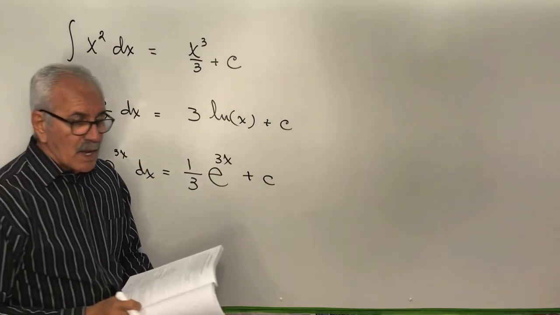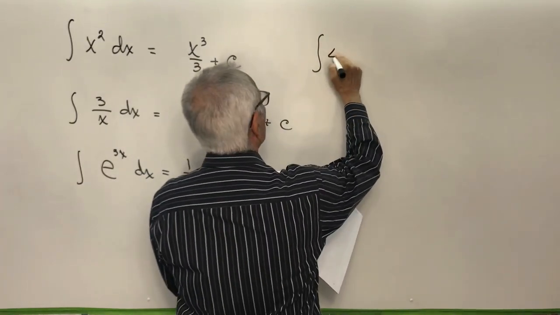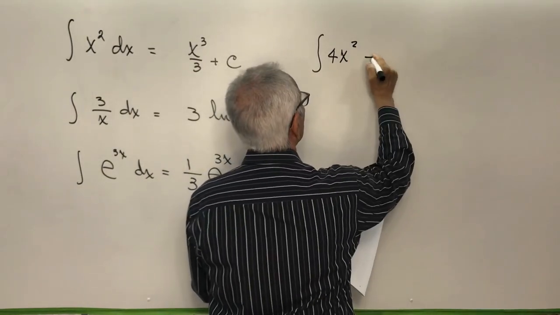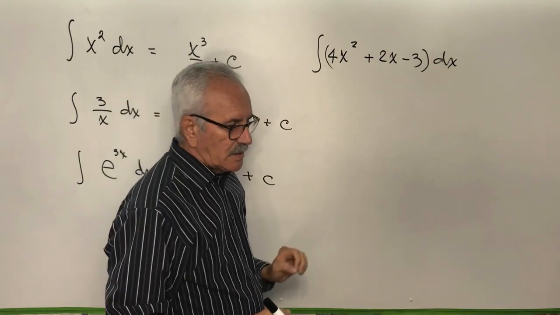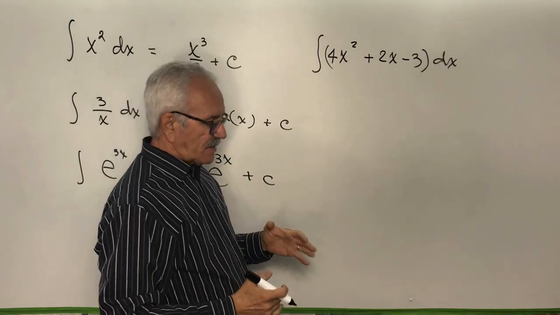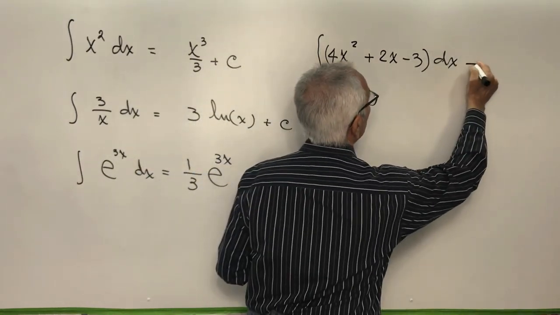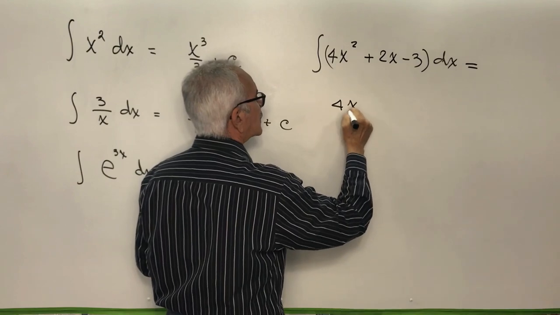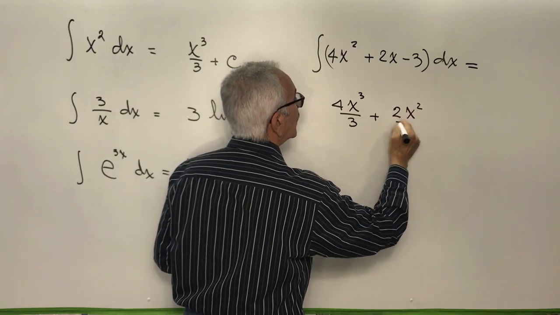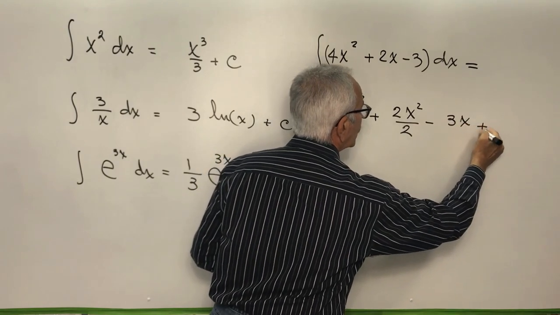Now let's see one polynomial like this. Solve the integral of 4x squared plus 2x minus 3. We can apply here one of the properties of the integrals. The property says that the integral of the sum will be the sum of the integrals. The solution will be 4x cubed divided by 3 plus 2x squared divided by 2 minus 3x plus c.